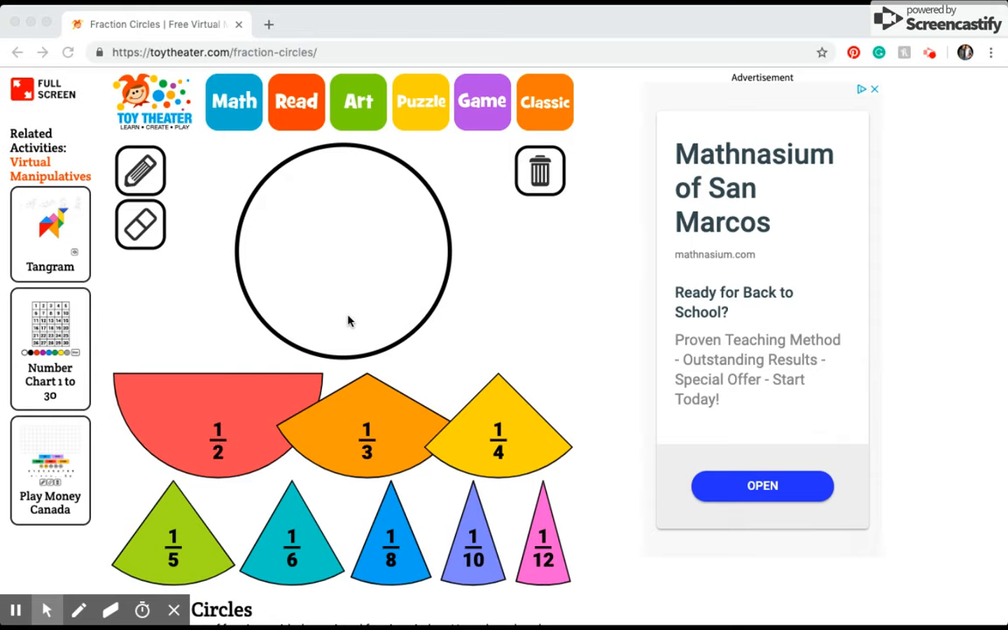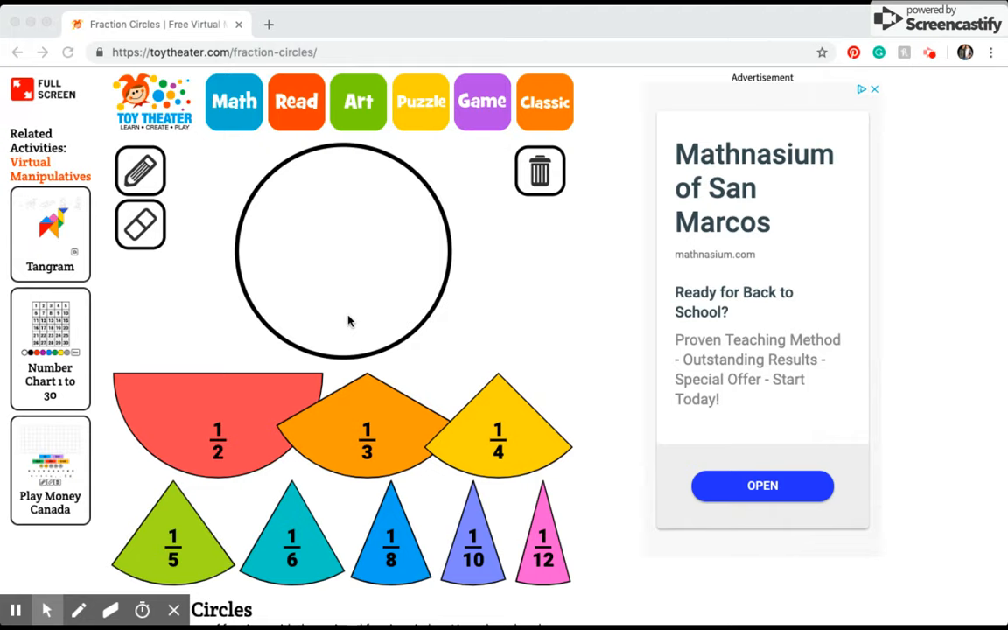So hello class. Today we're going to be discussing equivalent fractions. We've had a bit of practice with this last week, talking about how fractions can look different, they can appear different when you're looking at just the numbers, but they can actually equal the same thing, the same amount. They have the same value, making them equivalent.